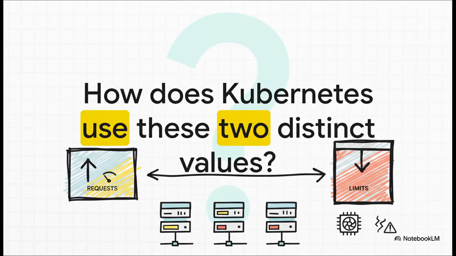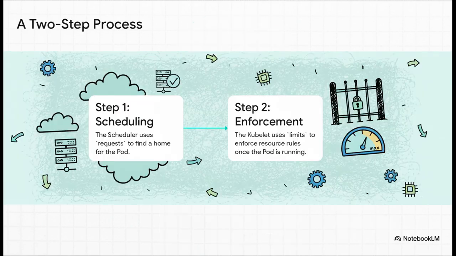So how does Kubernetes actually use these two values? It's a really simple two-step process. First, the scheduler uses requests to find a home. Then, the kubelet enforces the limits.